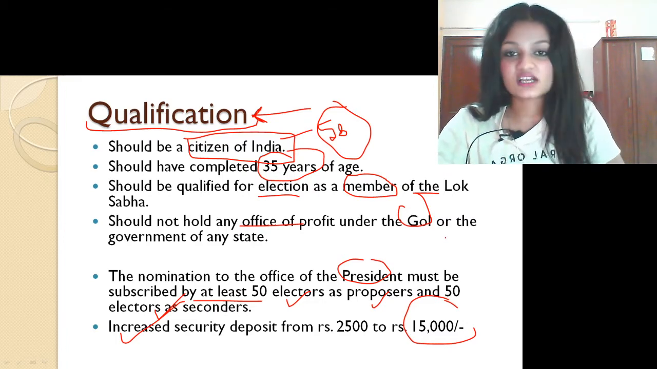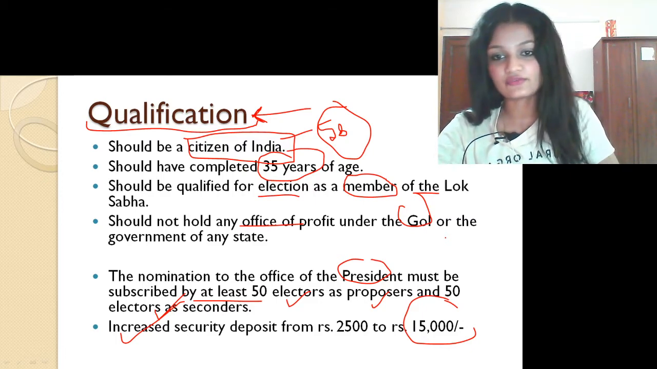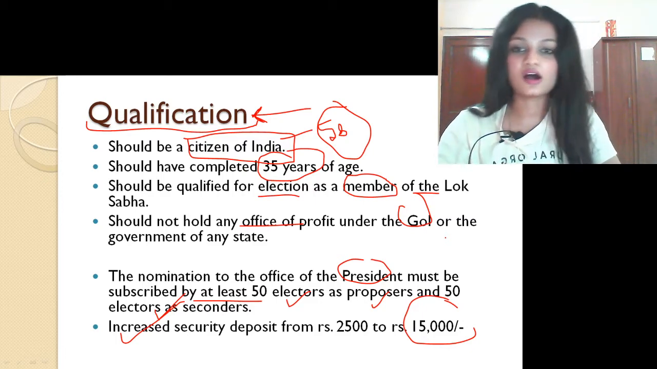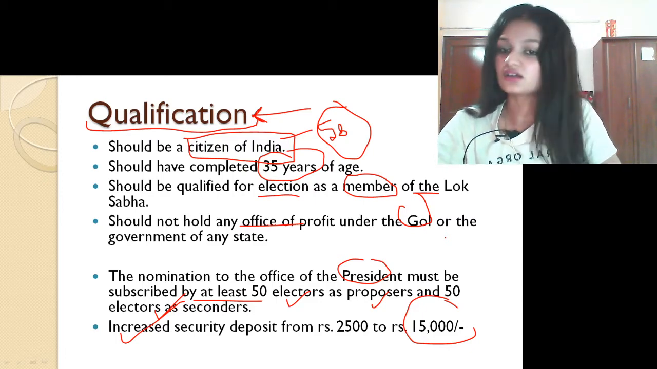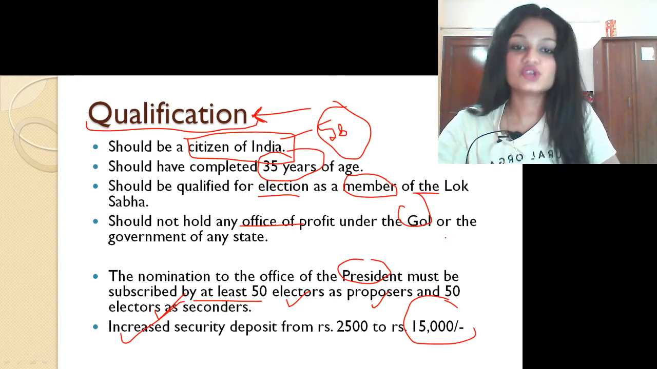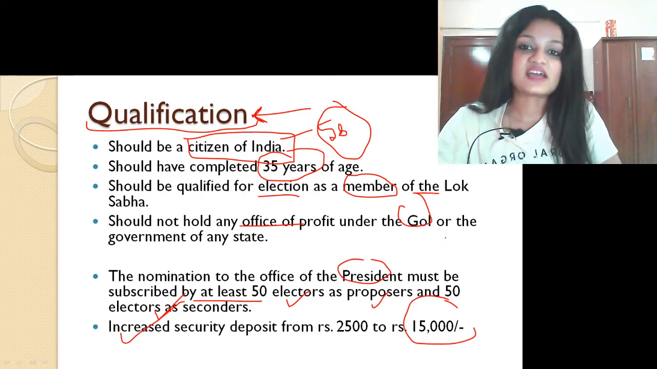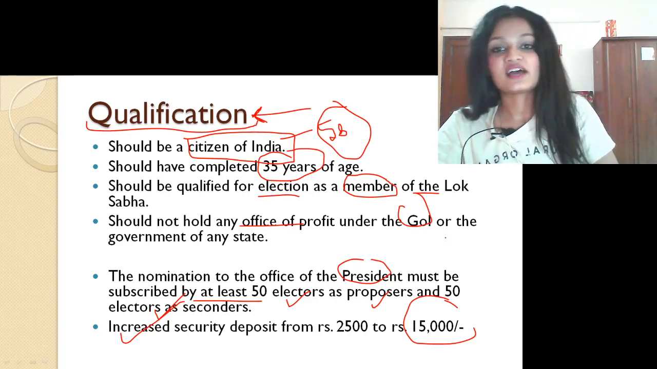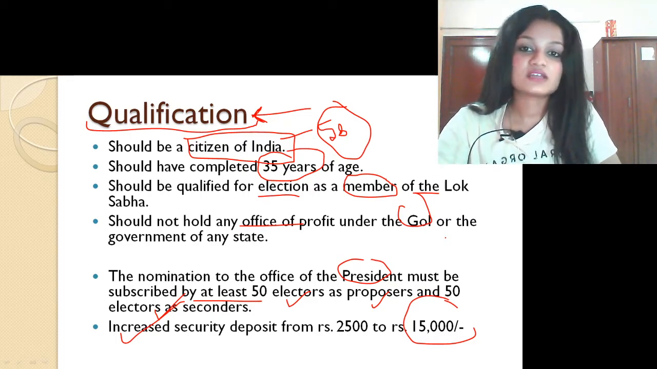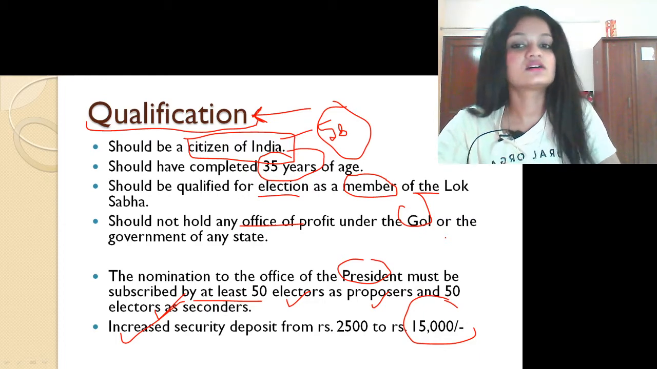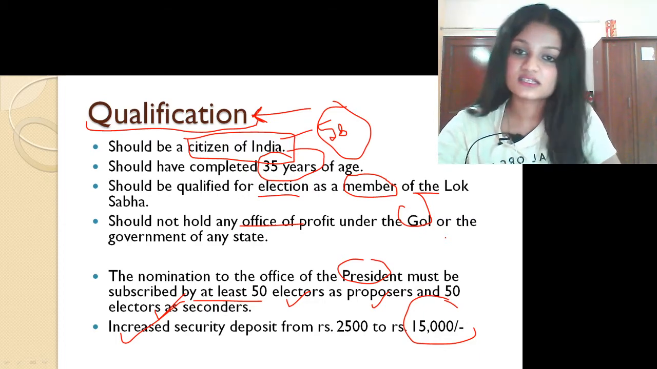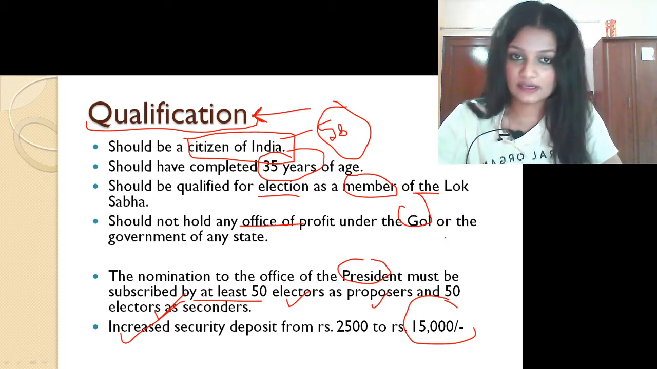So what have we discussed till now? We have said that Articles 52 to 78 of the Constitution basically talk about the Union Executive in Part 5 of the Constitution. Part 5 has 5 main components that we will discuss, and these components are the President, the Vice President, the Prime Minister, the Council of Ministers, and the Attorney General of India.